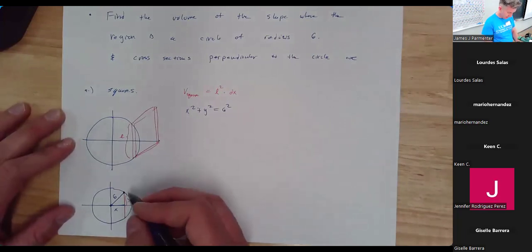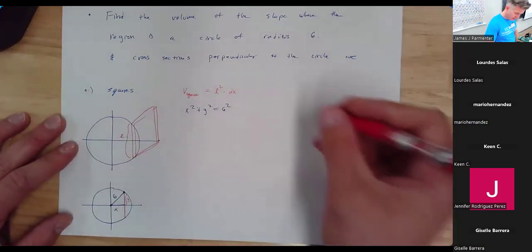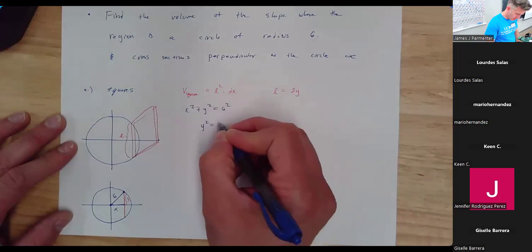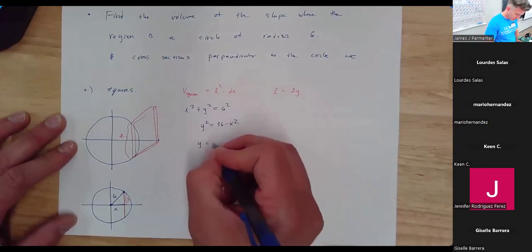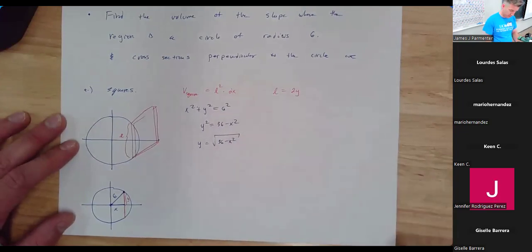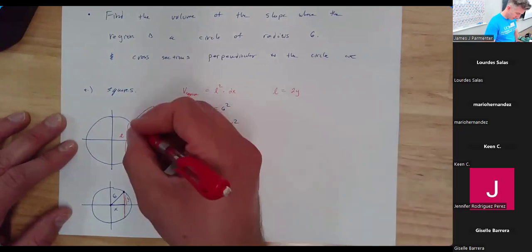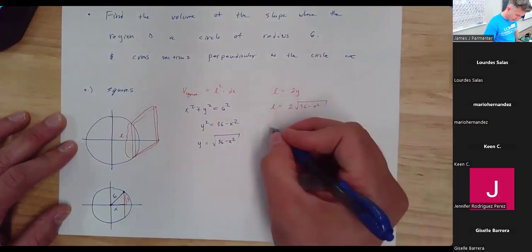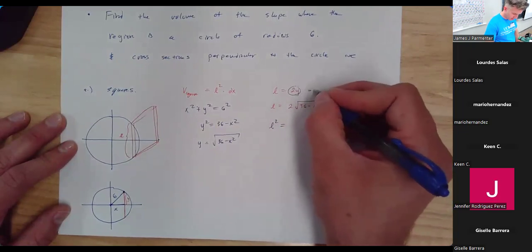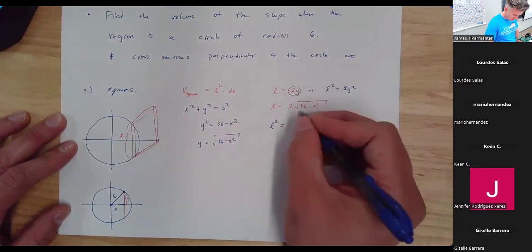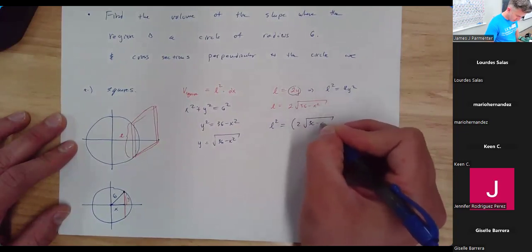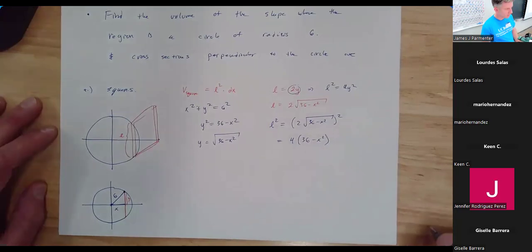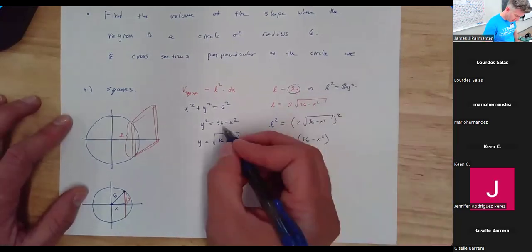So then I'm trying to figure out what twice y is, because my length is 2 times whatever y is. Solving, y squared equals 36 minus x squared, so y is equal to the square root of 36 minus x squared. I don't care about a plus or minus here. My length of the side of my square is 2 times that. Really I could have just said my length squared was 4y squared. If I do it this way, it's 2 times the square root of 36 minus x squared, squared, which is 2 squared times 36 minus x squared, which you could also get by doing 4 times y squared.